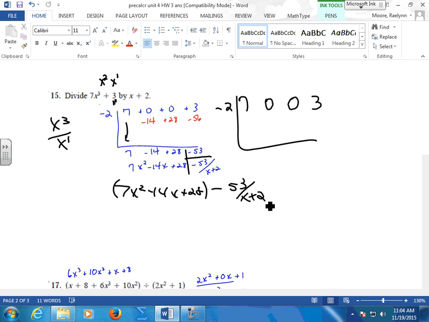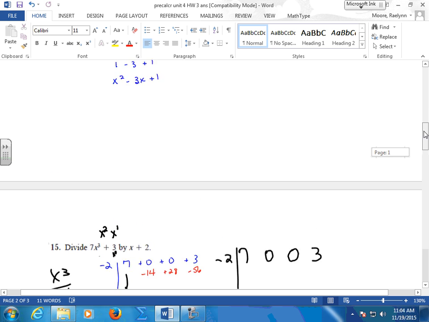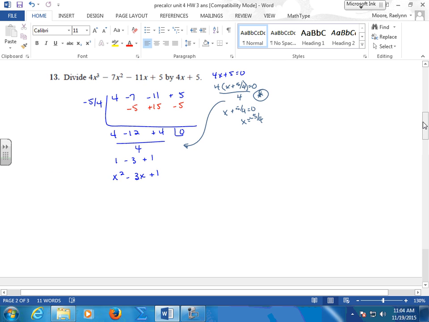Okay, let's go back to number 13. I feel bad because I didn't show you how to do this one yesterday. Okay, you're going to pull out your coefficients. 4, negative 7, negative 11, 5. 3, 2, 1, 0.